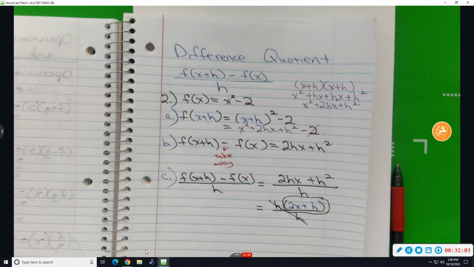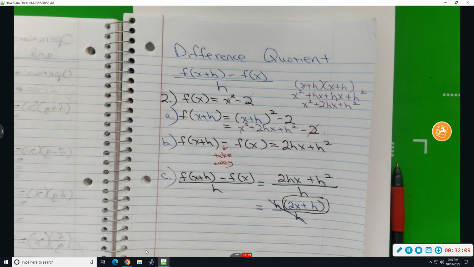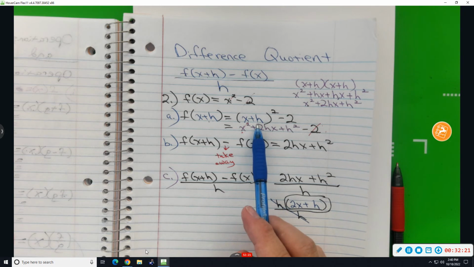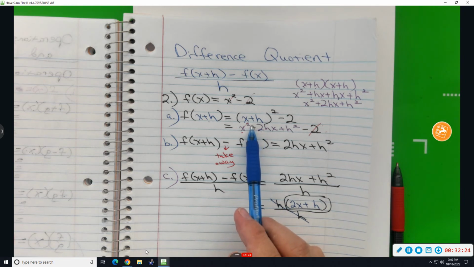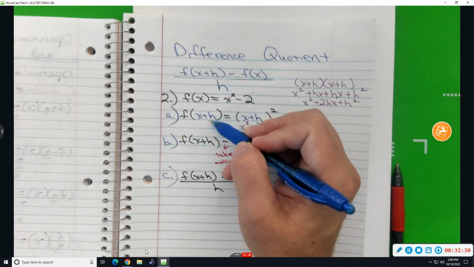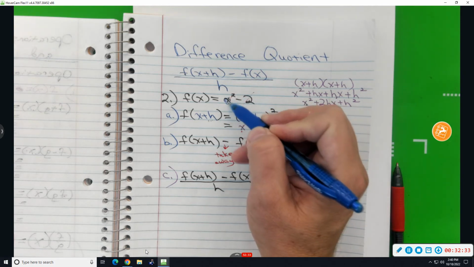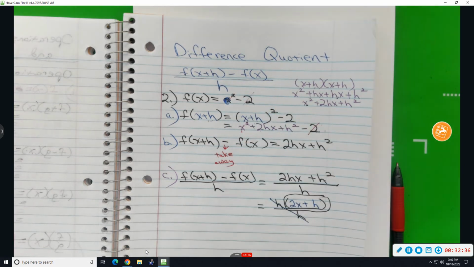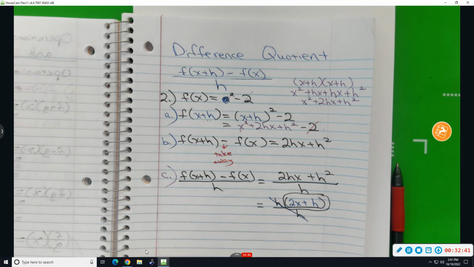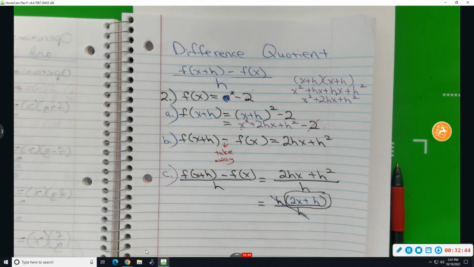Any questions? Yes. This f of x plus h is saying go to your function f and replace the variable you see there with x plus h. Whatever's inside the parentheses, that's what you replace the variable with. Did I answer your question? We're going to see another one in a moment.